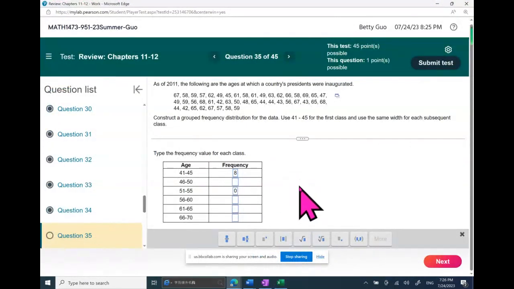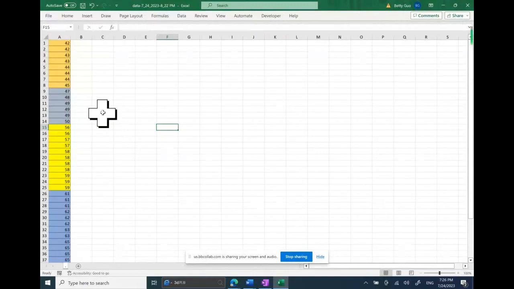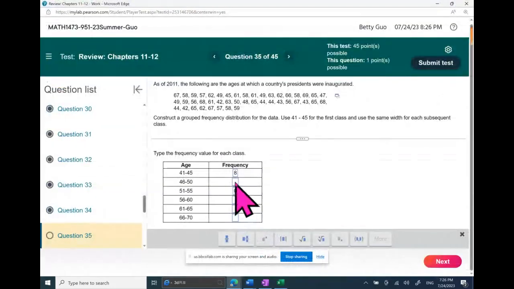And the second class, 46 to 50. This color. How many of them? 14 minus 9 plus 1. So 14 minus 9 is 5, plus 1 is 6. So 1, 2, 3, 1, 2, 3. You can see it's 6, right? Well, actually, we use 14 minus 8. That gives us 6. So the frequency of the second class is 6. And we already know the third class is 0.